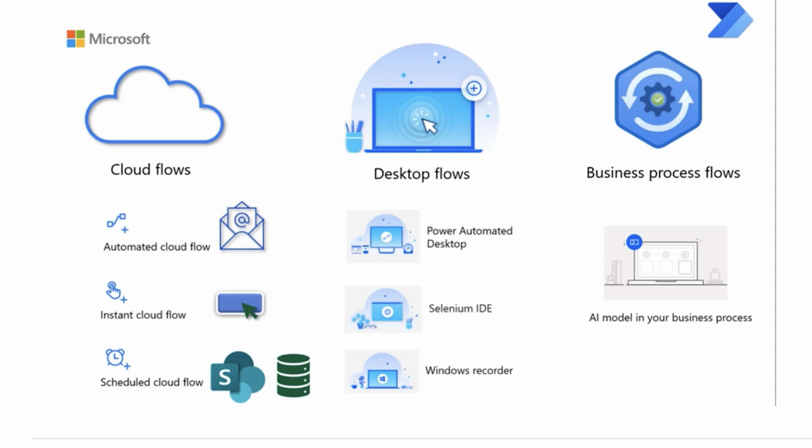There are different kinds of flows. The first one being cloud flows, and in cloud flows there is automated cloud flow, instant cloud flow, and scheduled cloud flow. The other one being desktop flows, and in that we have Power Automate Desktop, Selenium IDE, and Windows Recorder. And the last one is business process flows, and what's included in that is AI modeling your business process.